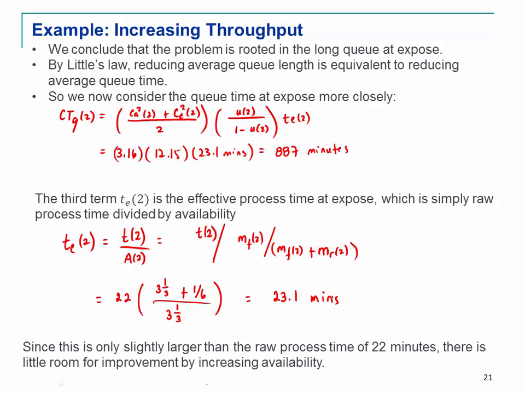Since this is only slightly larger than the raw process time of 22 minutes, there is little room for improvement by increasing the availability. Okay, so the effective time is very close to the 22-minute processing time. So there's very little room for improvement here.